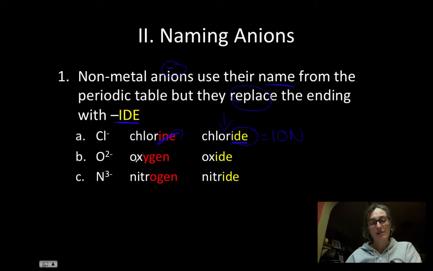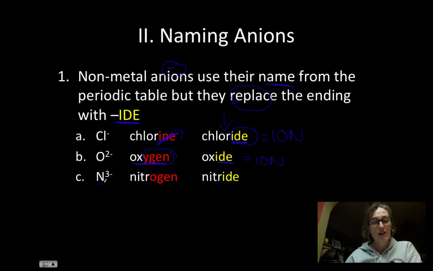O2-, O means oxygen. If I take off the ending and replace it with -ide, I will have oxide. So oxide means it's no longer an element, it's an ion. And we know that our nonmetals gain electrons, and so this is a negative ion.